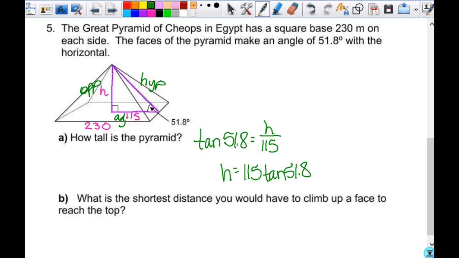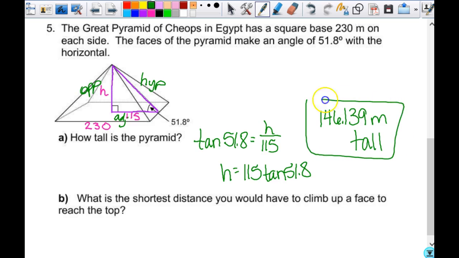So I know that you don't all have calculators in front of you right now, and that's okay, but what do you want to double check is happening with your calculator? Degrees, yeah. So that 115 times the tangent of 51.8, I think you're fine just typing things in. It is 146.139. So 146.139 meters, not feet. I always want the feet. Meters tall. There you go. Easy enough?